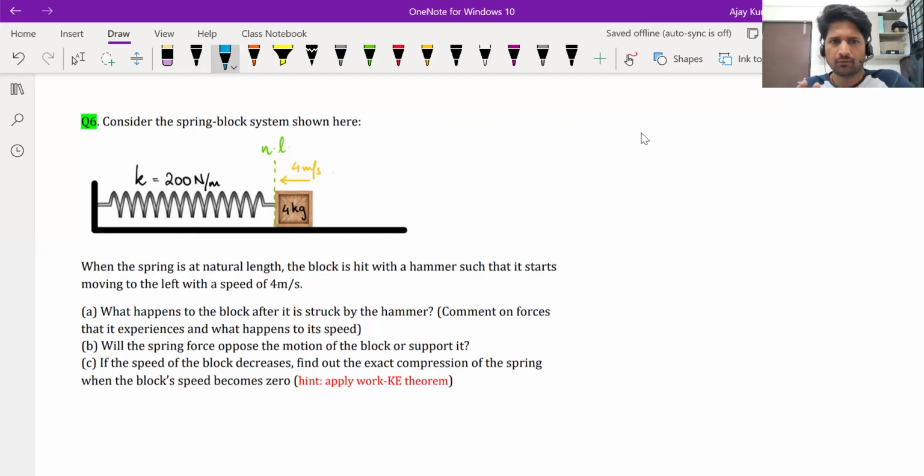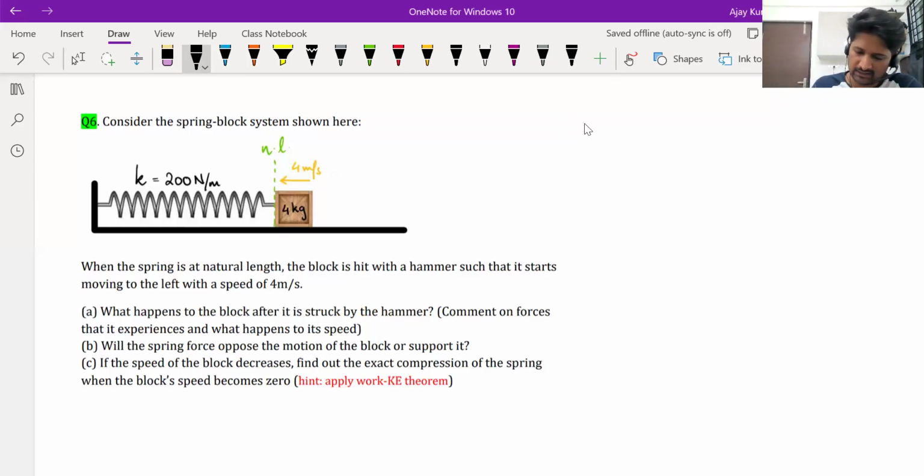It starts moving with a speed 4 meters per second. What happens after that? Where it experiences spring force towards the right. Correct. When the block starts moving to the left, it will compress the spring. The next moment itself, the spring will get compressed a little bit. When the spring gets compressed, it will start exerting a force to the right. Now see, the moment the spring gets compressed, the block starts experiencing a force to the right. That doesn't mean it will start moving to the right.